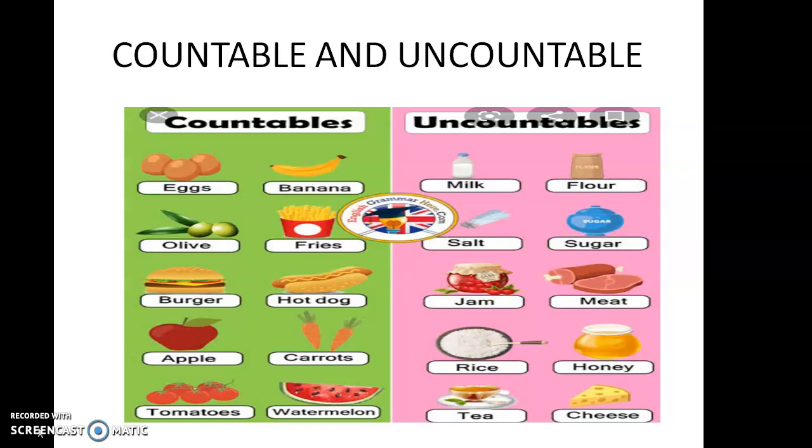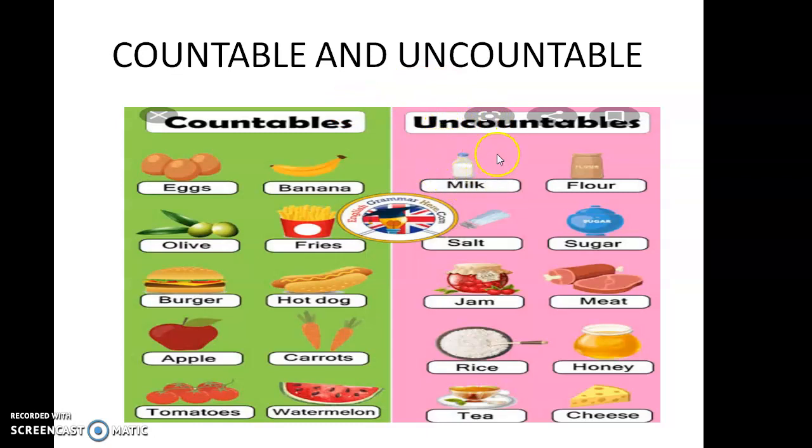Next we are going to read about countable and uncountable nouns. It's a very easy topic. Everything that you can count is a countable noun, and what you can't count, that you can only measure or weigh, is an uncountable noun. जो भी चीज आप count कर सकते हो, जैसे अब आप देखोगे eggs, you can count them. Banana, you can count 1, 2, 3, 4 bananas like this. Olives, you can count them. So they are the countable nouns.